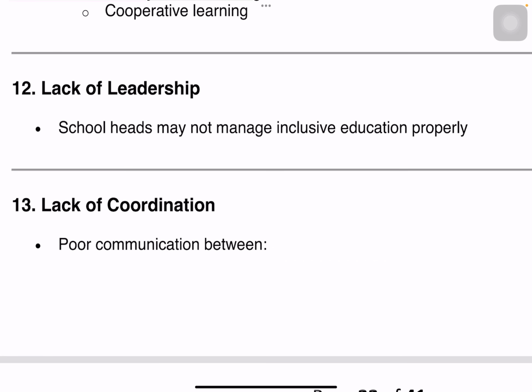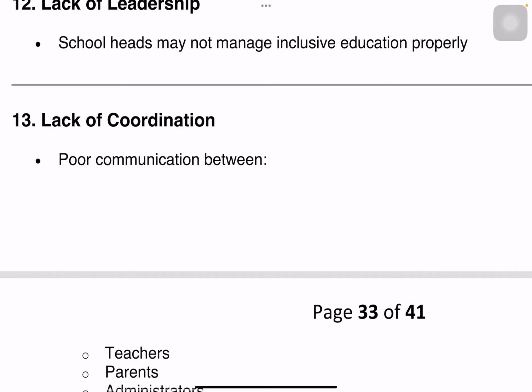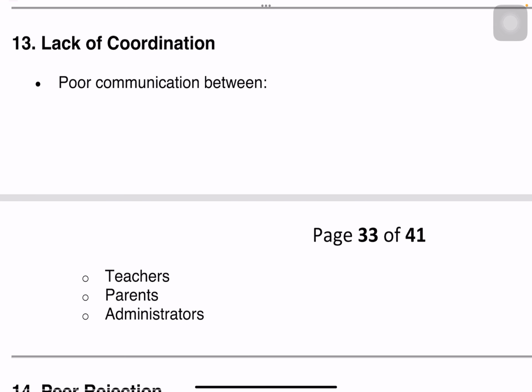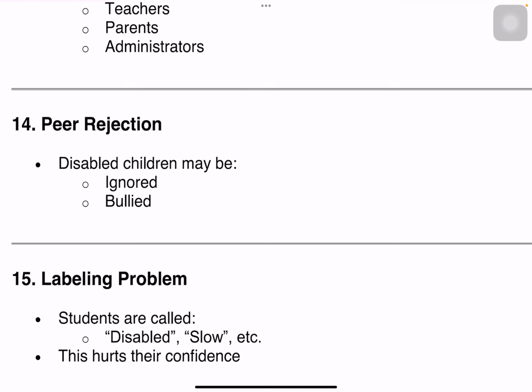Number 12, lack of leadership. School heads may not manage inclusive education properly. Lack of coordination, poor communication between teachers, parents, administrators. Peer rejection. Disabled children may be ignored or bullied.